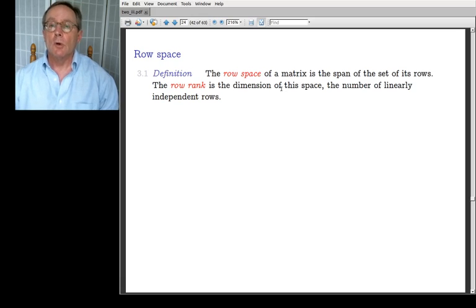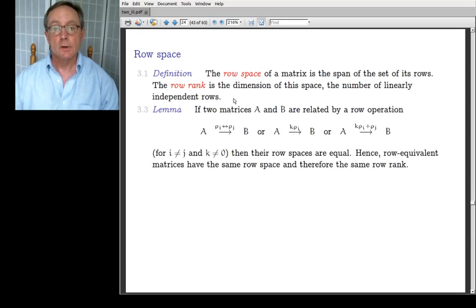Okay. So some words here. Now we're in the second chapter, so we can talk about vector spaces. The row space of a matrix is the span of its set of rows. The row rank is the dimension of that. So the row rank is the number of linearly independent rows.